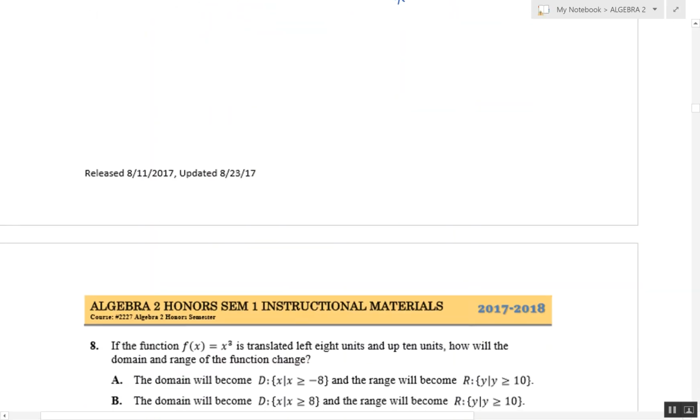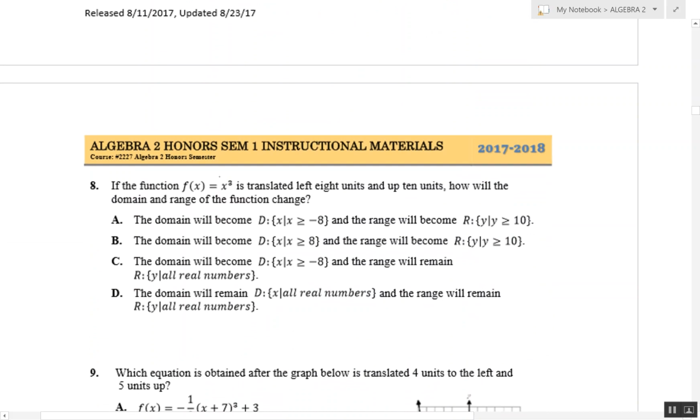Question number 8. It says, given this function is translated, and so on. First thing off the bat, what does this graph look like? X to the third? It looks something like this. Now we're going to look at its domain and range. What's the domain and range if you move this thing? Well, the domain in this case is going to be, again, negative infinity to positive infinity. And the range in this case is, again, negative infinity to positive infinity.